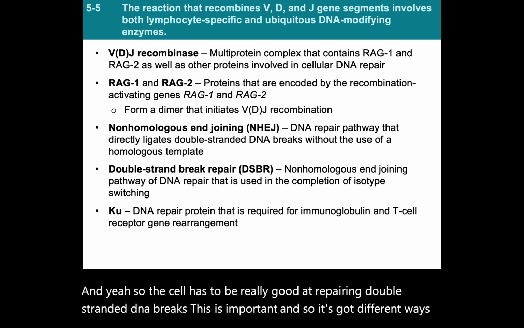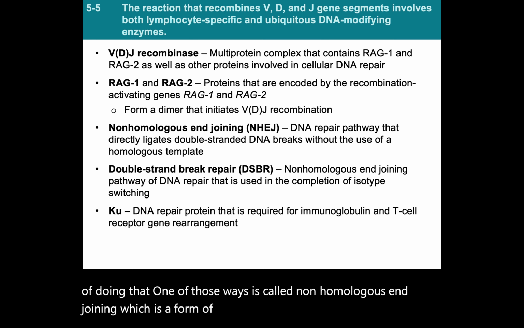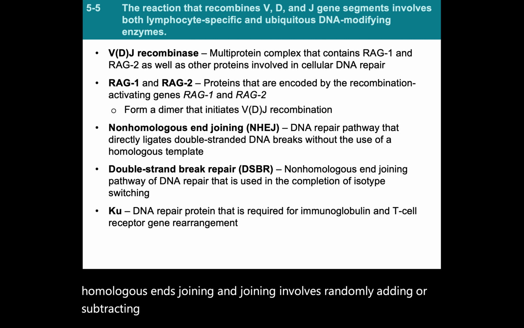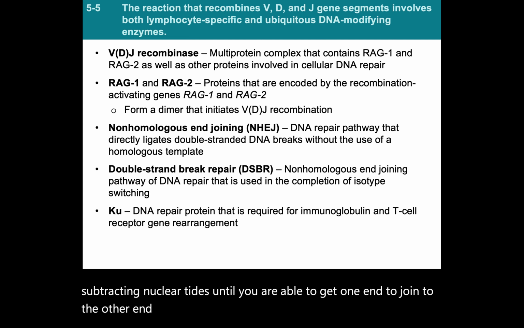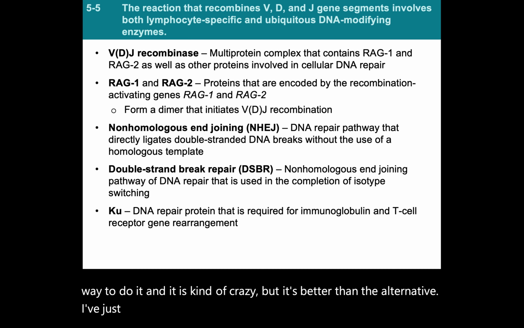One of those ways is called non-homologous end joining, which is a form of double-stranded break repair. Non-homologous end joining involves randomly adding or subtracting nucleotides until you are able to get one end to join to the other end and basically make a bridge. Which seems like a crazy way to do it, and it is kind of crazy, but it's better than the alternative of just dying. So this is the last second half-court shot, basically, of DNA repair.